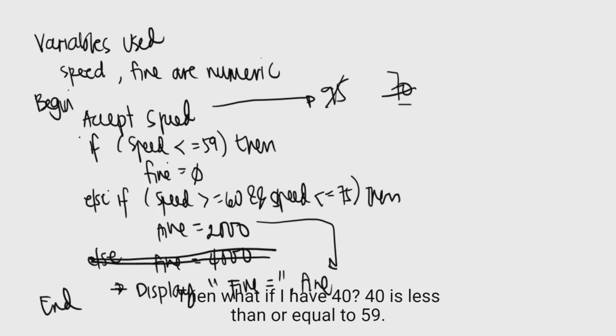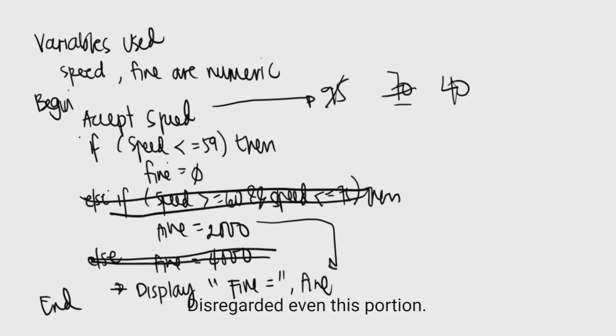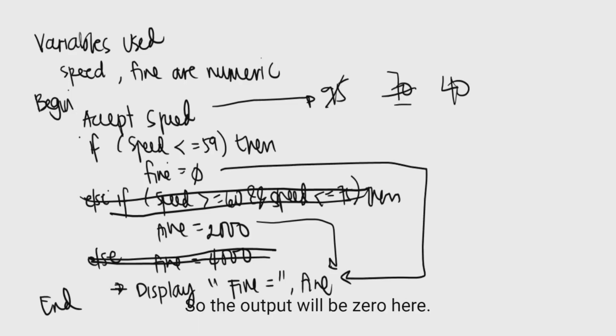Then what if I have 40? 40 is less than or equals to 59. So if that is the case, this else if is omitted, disregarded, even this portion. So fine will be equals to 0. So the output will be 0 here.